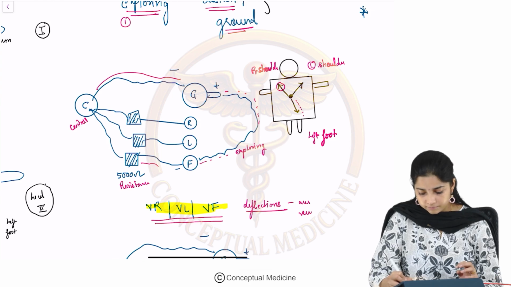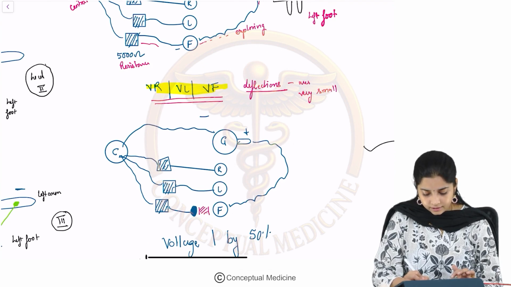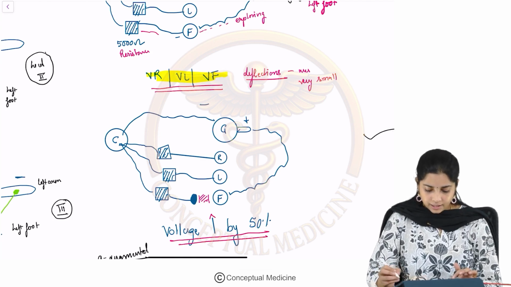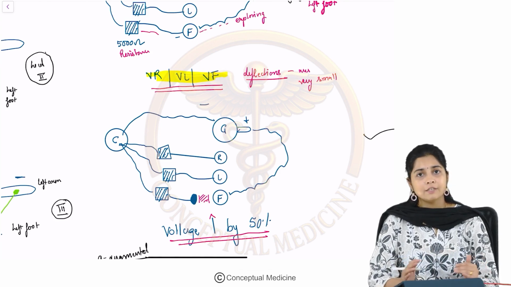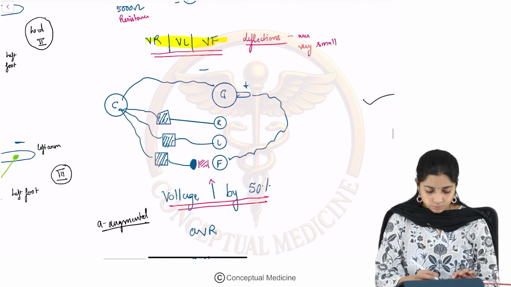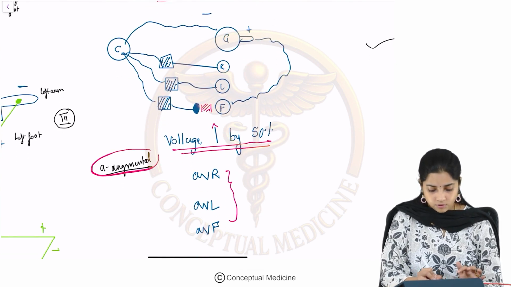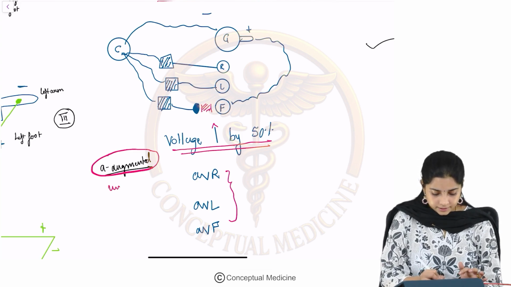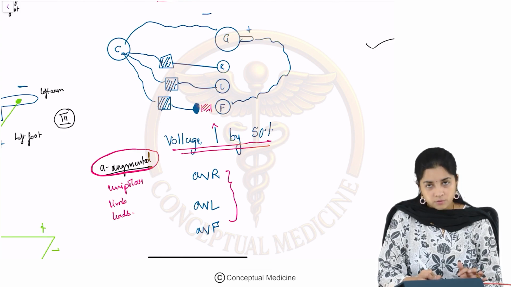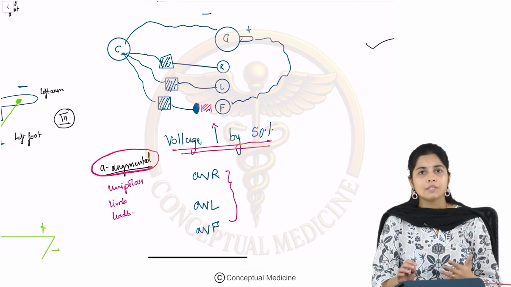But what they found is that the deflections obtained using this construction are very small. So they removed, or disconnected, the ground electrode, and they found that the voltage of the deflections increased by 50%. You could read it better. That's the reason they named them AVR, AVL and AVF, which means augmented unipolar limb leads. What is the augmentation? There was just a small change in how the electrodes are connected so that the voltage appears higher.